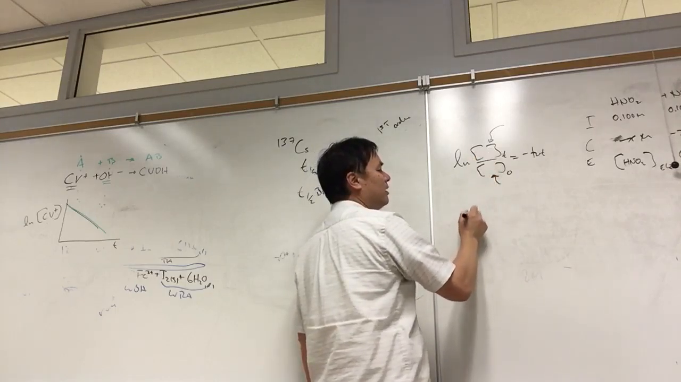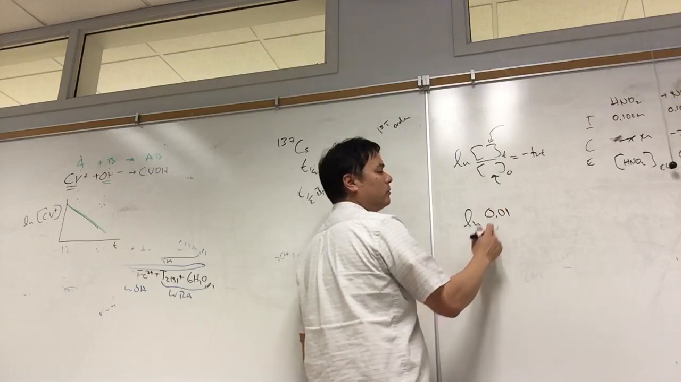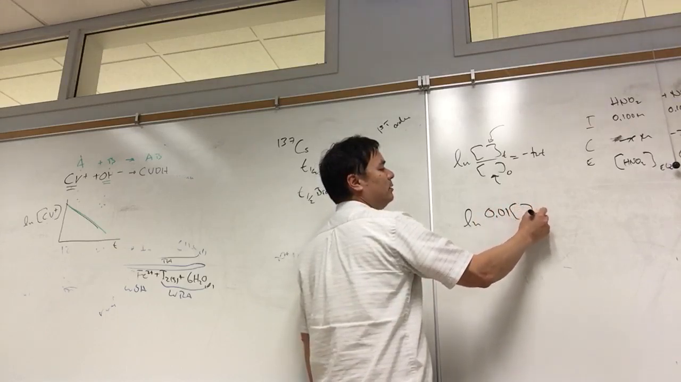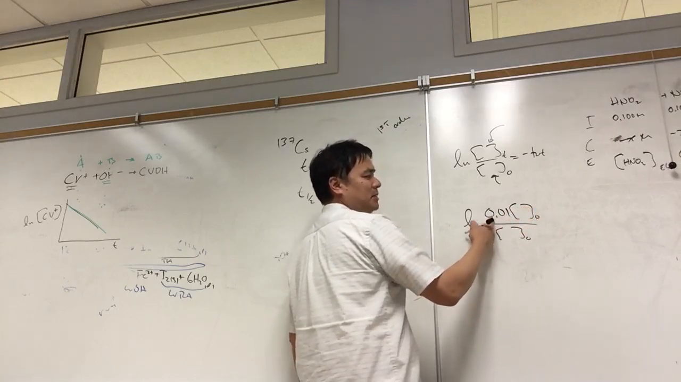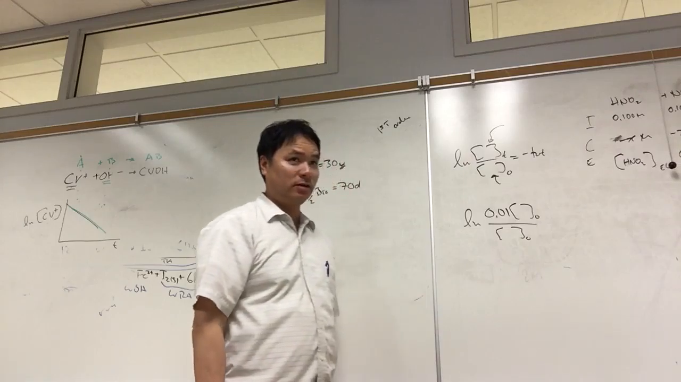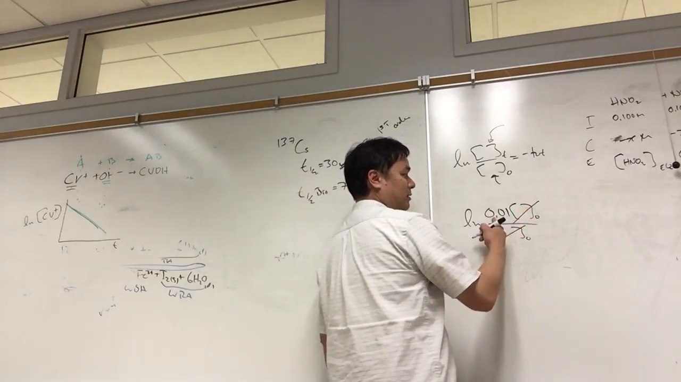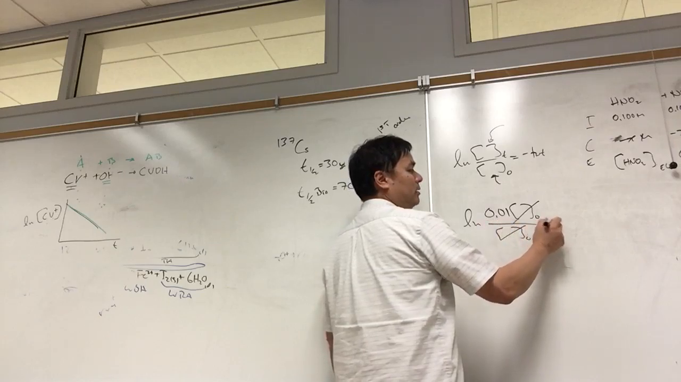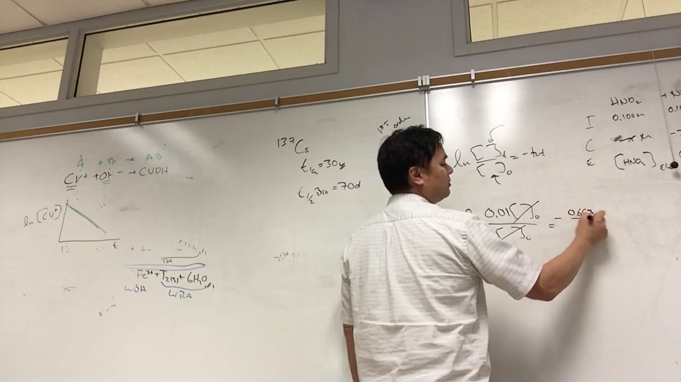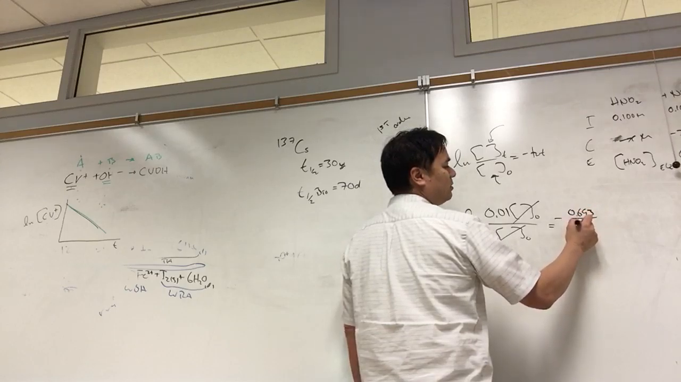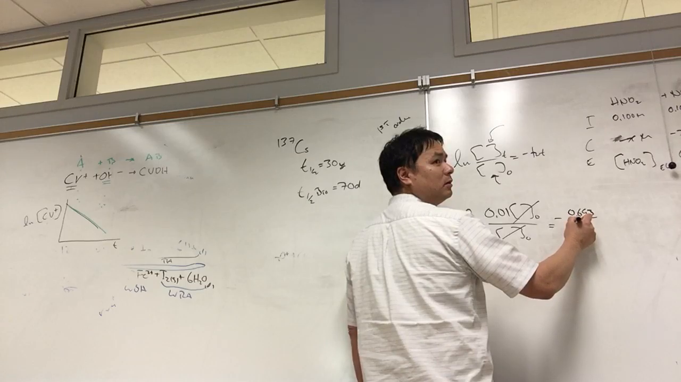So how much do I have left over? I only have 1% left over, right? That's 0.01 times the original, divided by the original. At time t, I only have 1% of my original left over. The original cancels out, and it's just ln of 0.01, which is equal to minus kt. k is 0.693 over t1/2. t1/2 was 70 days, was it? Yes, 70 days.